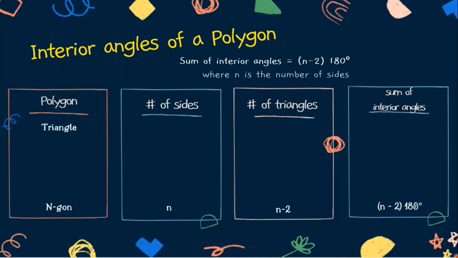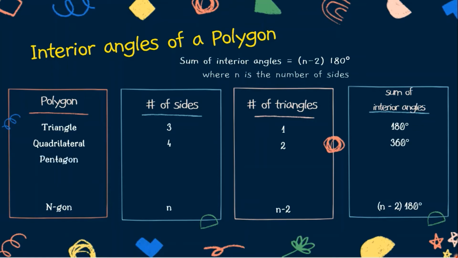For polygon, start tayo sa triangle. Tulad ng ating na-discuss kanina, it has 3 sides, 1 triangle only, and the sum of interior angle is 180 degrees. Ito yung base natin, 180 degrees, dahil triangle na yung pinakamaliit natin na polygon. This is the only polygon with the least number of sides. Quadrilateral, it has 4 sides, number of triangles natin ay 2, and the sum of its interior angle is 360 degrees.